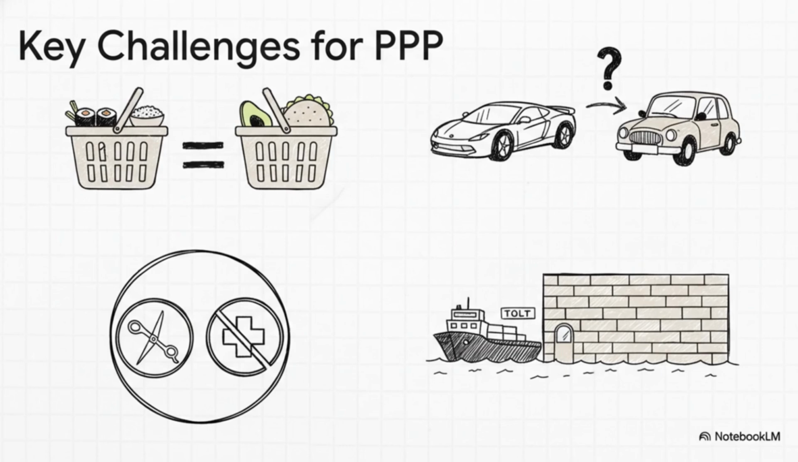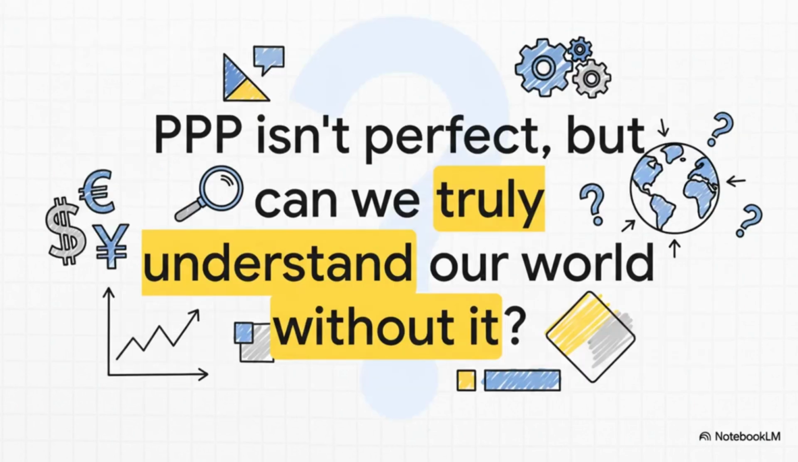For starters, tastes are different everywhere. A standard shopping list in Japan is not going to be the same as one in Mexico. Then there's the quality issue, which is really hard to measure. A car in one country might be totally different from a car in another. And you also have to think about things that just can't be traded, like haircuts or doctor's visits. These non-tradables are often way cheaper in developing countries, which is a huge reason their PPP numbers get such a big boost. And finally, you've got stuff like taxes and trade barriers that can mess with the prices of even identical goods.